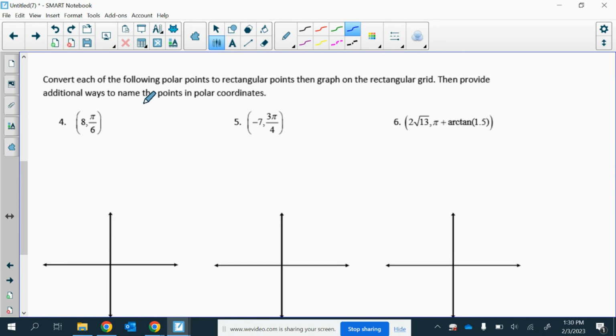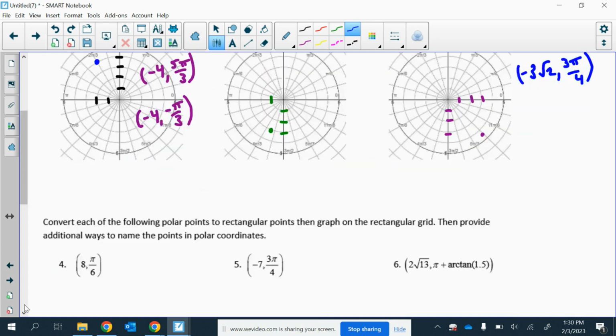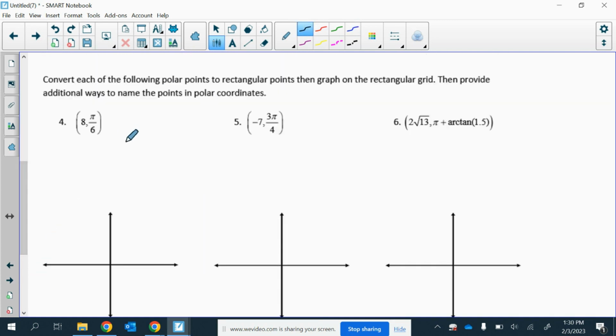Last thing we're going to do is convert polar to rectangular. So in order to do that, we're going to use x equals r cosine theta and y equals r sine theta. So x equals 8 cosine of pi sixths, and y equals 8 sine of pi sixths. So that's 4 root 3, comma 4.